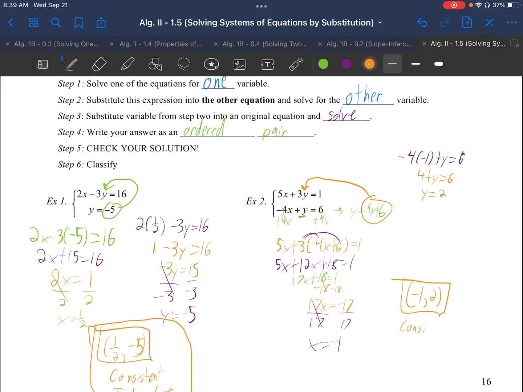And it was exactly one solution, so it is consistent because it had a solution. And it is independent since it was exactly one solution. And remember the I kind of looks like a 1 there.